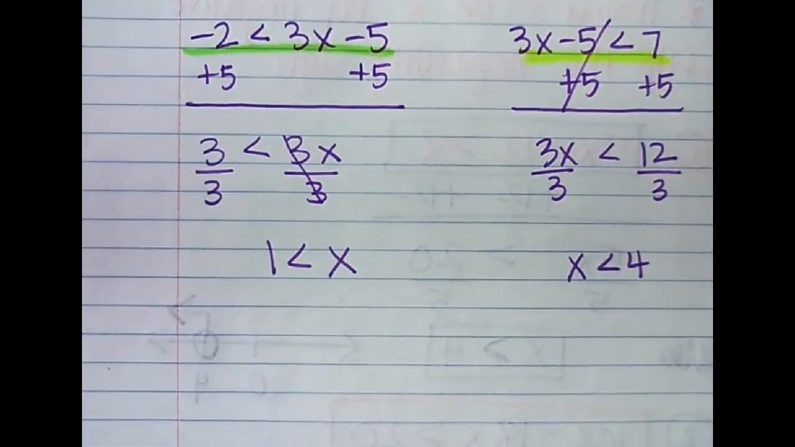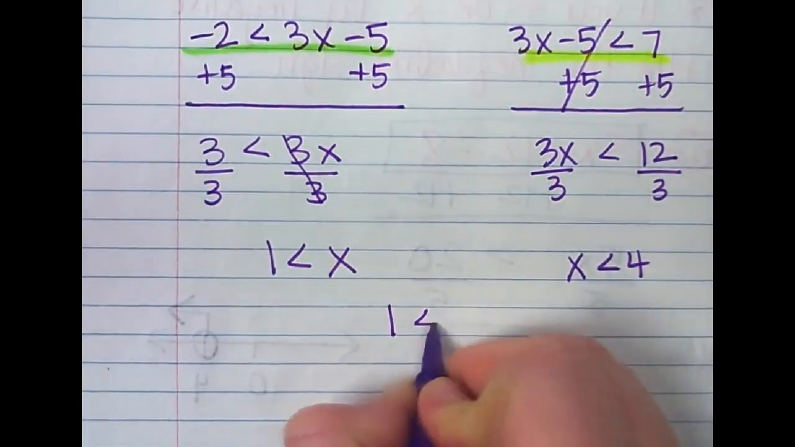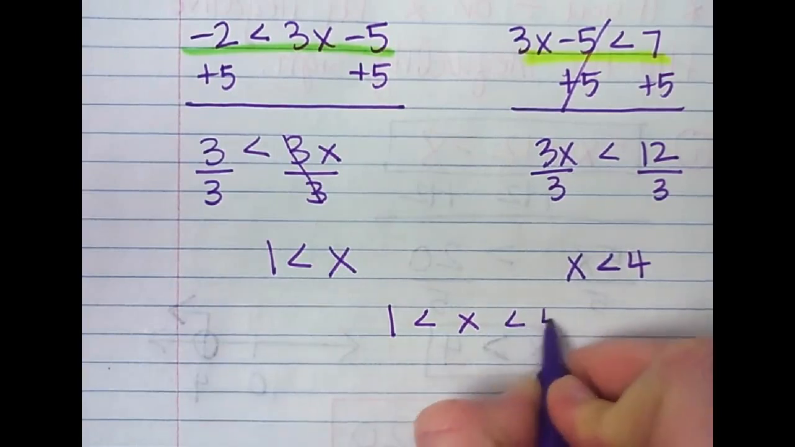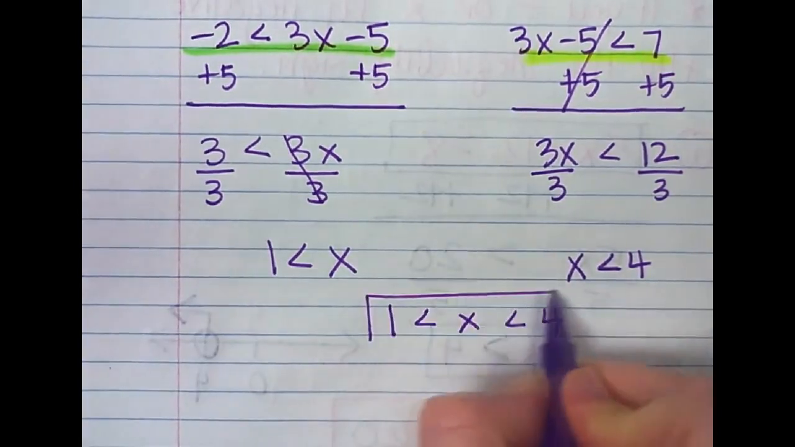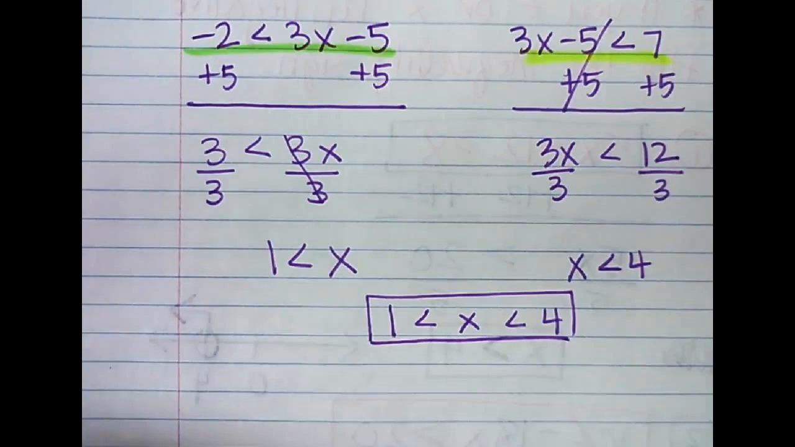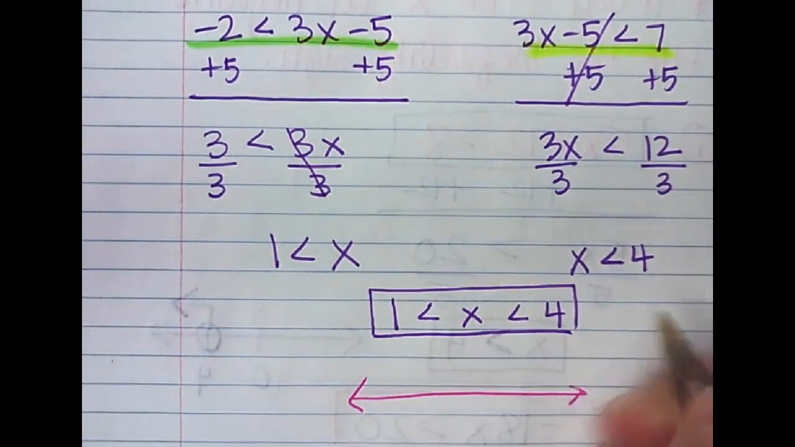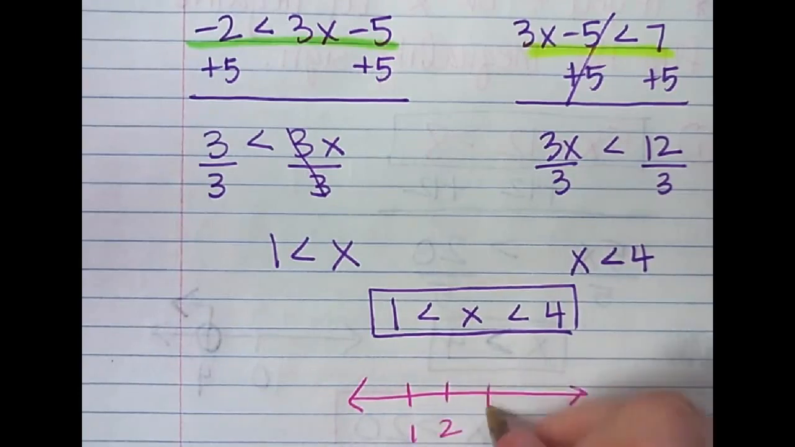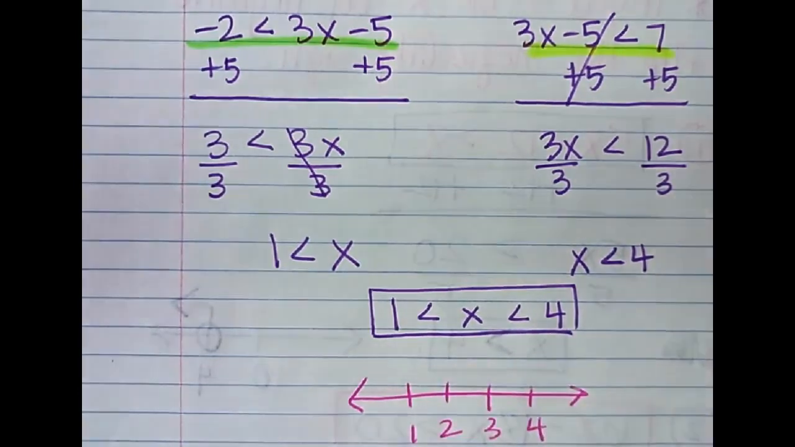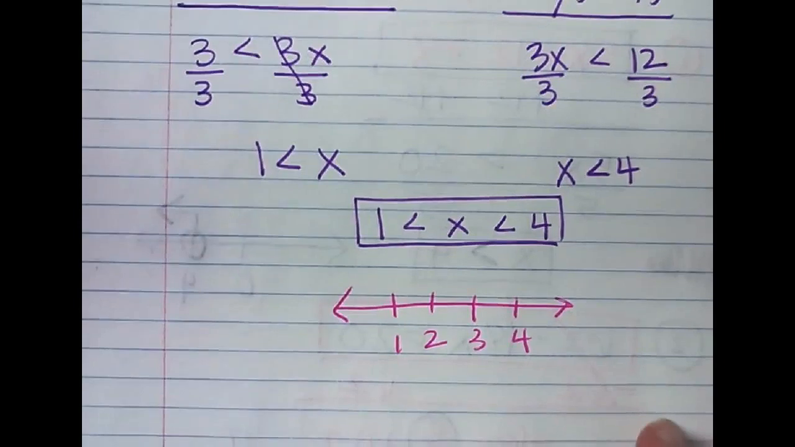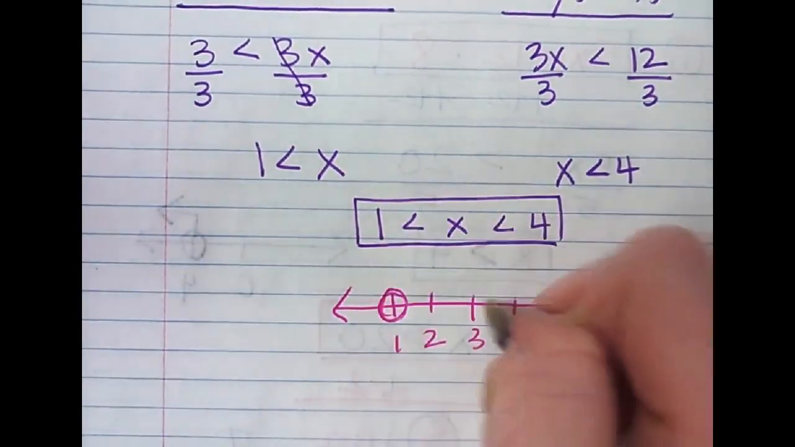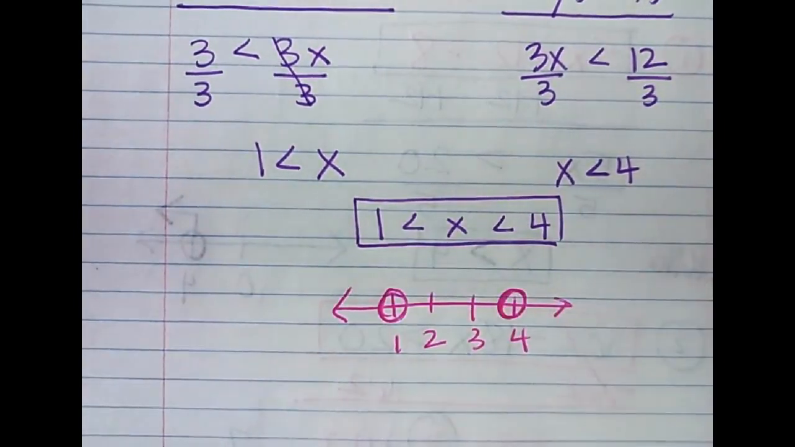And then you just put it back together. So I put x in the middle. 1 is less than x, which is less than 4. And graph that on the number line. Open or closed circles? Open. Both are open. And where do I shade? Good, in between.